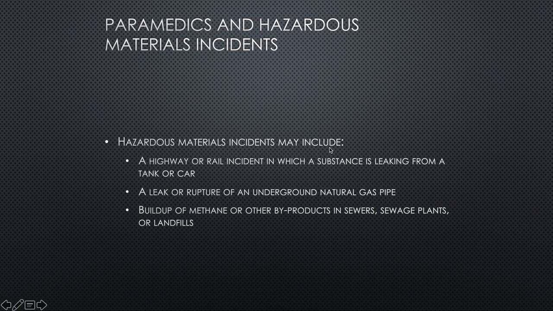Hazmat incidents may include a highway or rail incident in which a substance is leaking from a tank or a car, a leak or rupture of an underground natural gas pipe, or buildup of methane or other byproducts in sewers, sewage plants, or landfills. A lot of times these calls just come in as a strange odor or potential leak or spill, and a lot of times you don't know what the material is until a few steps into the call, because your first response isn't going to be to arrive on scene of a hazardous material and get in there and try to identify what it is.